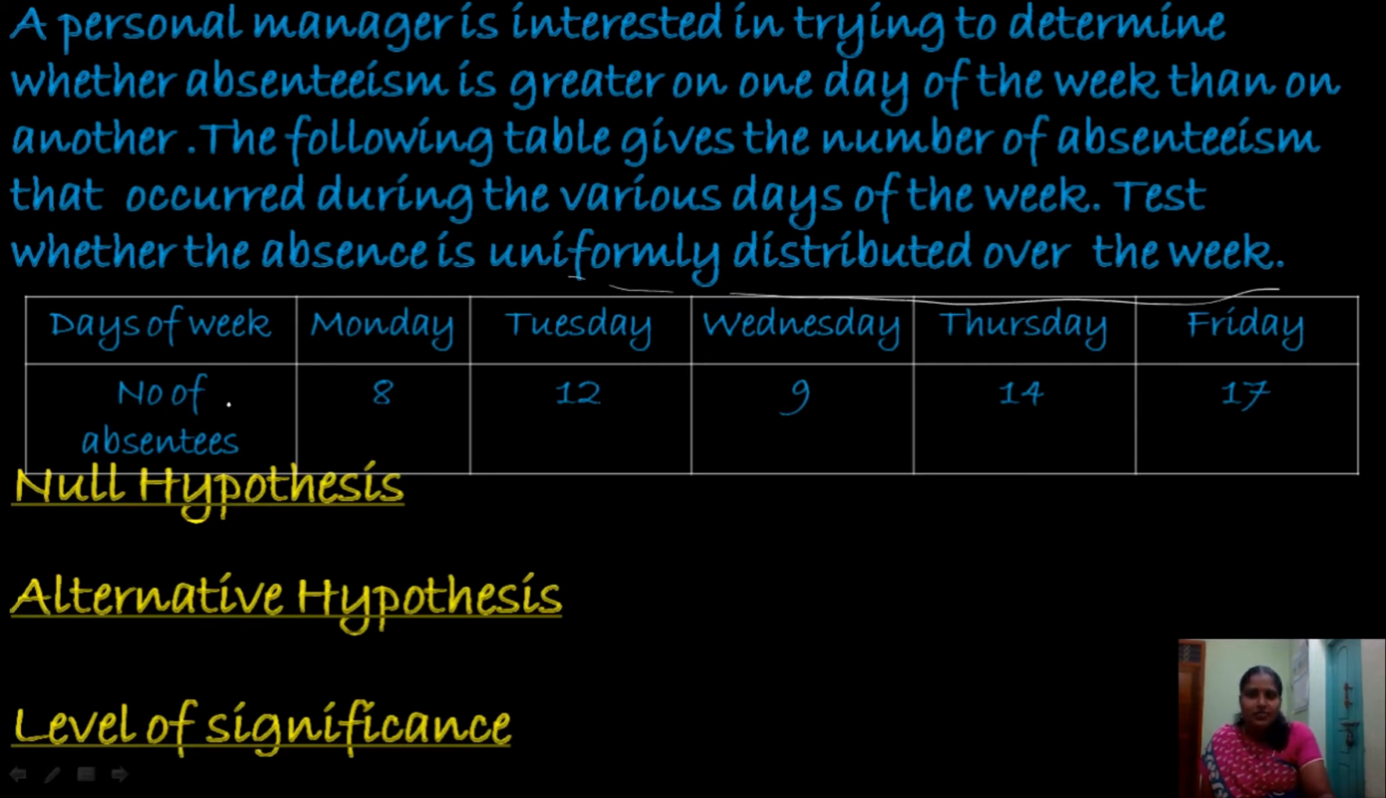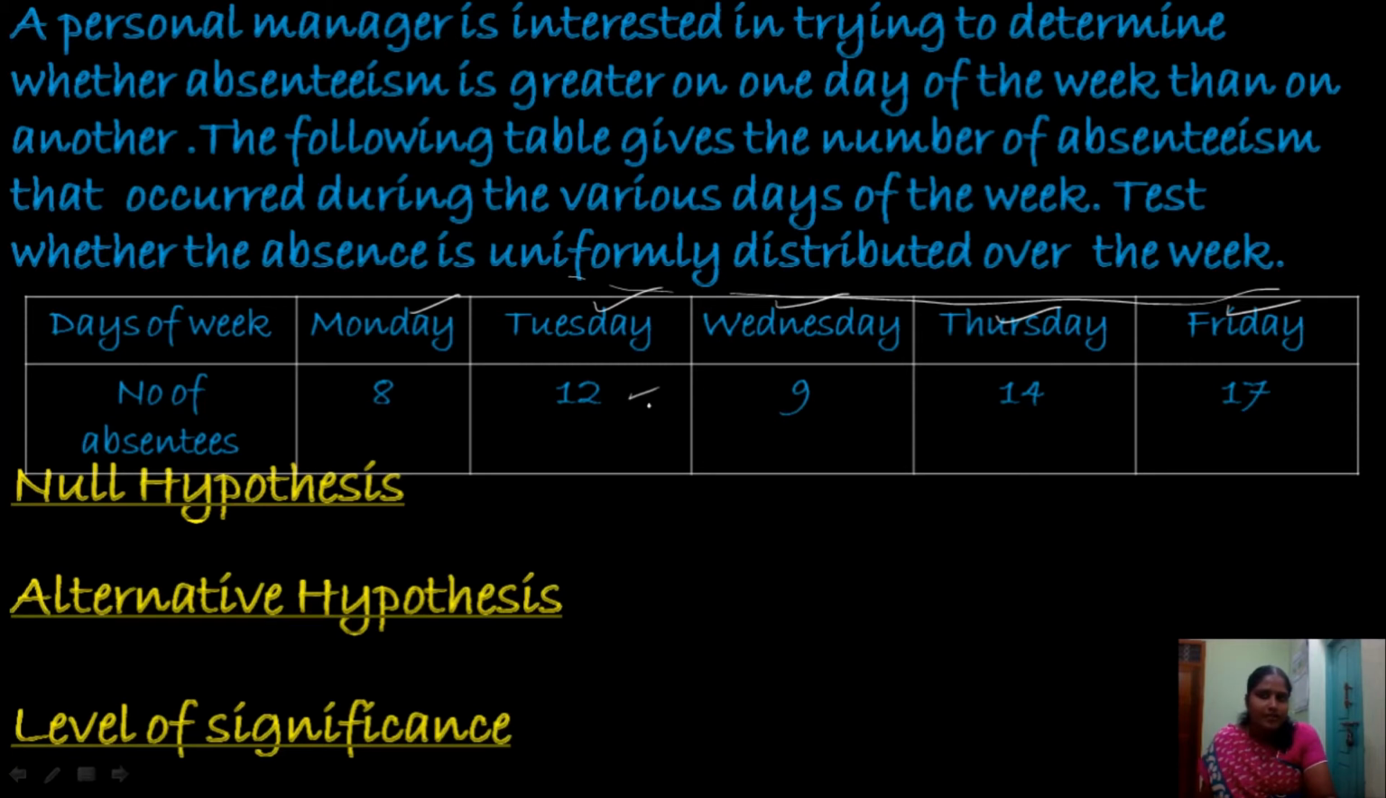The days of the week and the number of absentees are given. Days from Monday, Tuesday, Wednesday, Thursday and up to Friday, and the corresponding absences are given. On Monday there are 8 and for Tuesday there are 12, like that. So here we have to test whether the absence is uniformly distributed over the week or not.